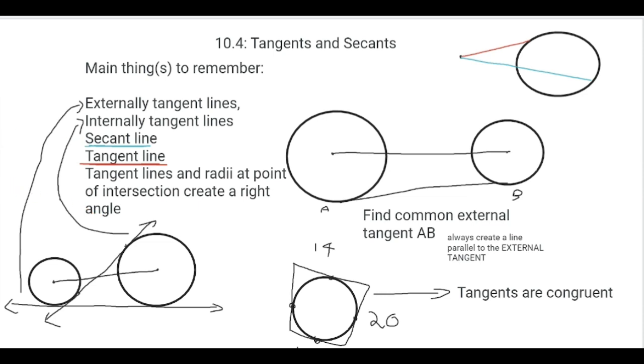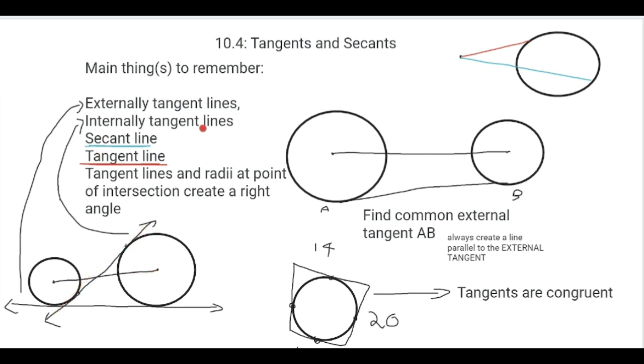So first off, externally tangent lines. That's going to be this line right here on the bottom left of the screen. Internally tangent lines are going to be lines that look like these, which will cross the line connecting the centers of the two circles. It's going to look like this.